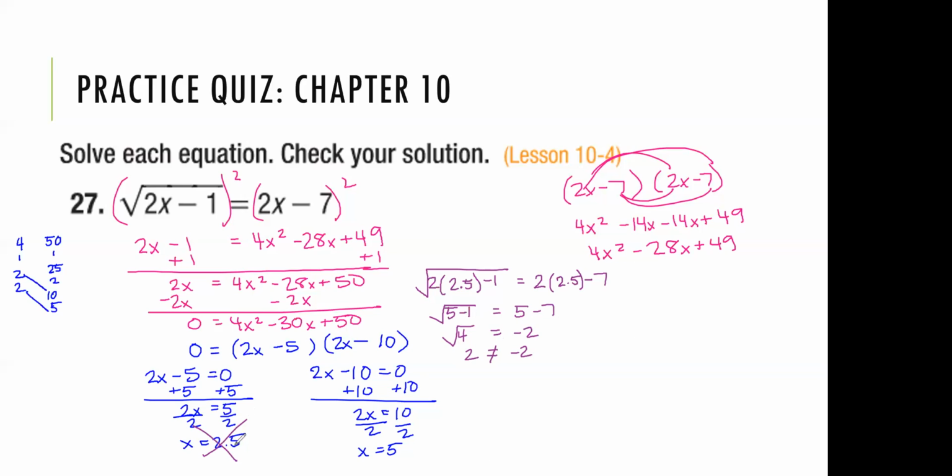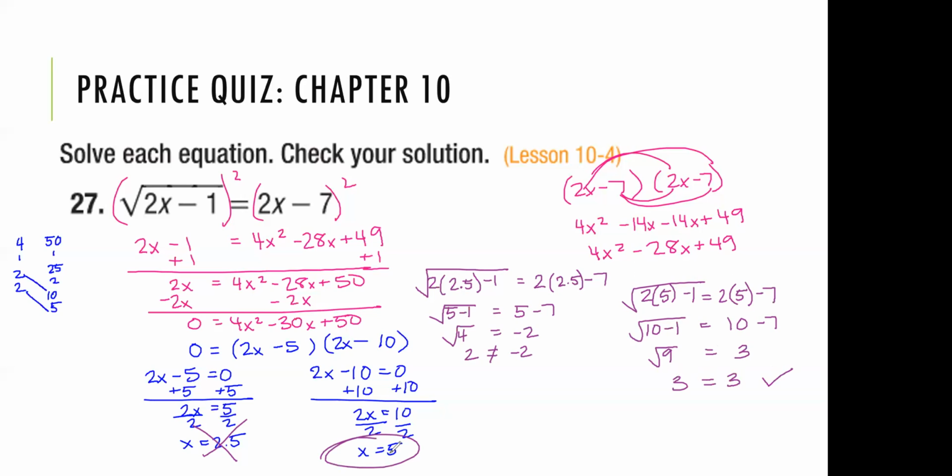Even though when we factored, that is one of the solutions, we have to plug it in and make sure it's not an extraneous solution. So we're going to do the same thing for x equals 5. The square root of 2 times 5 minus 1 equals 2 times 5 minus 7. So 2 times 5 is 10, minus 1 is 9, and 10 minus 7 is 3. The square root of 9 is 3, so 3 is equal to 3. So x equals 5 is going to be our only solution here.